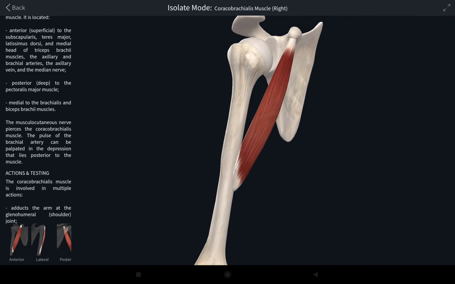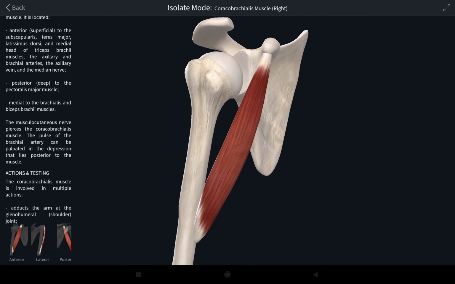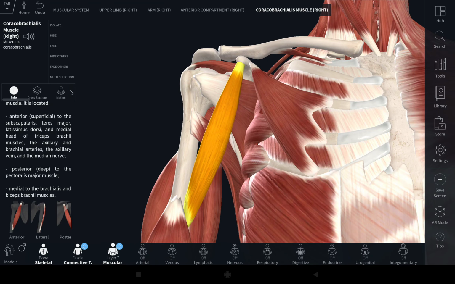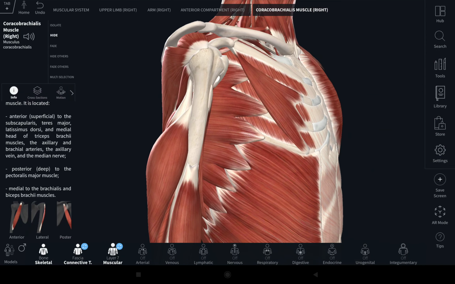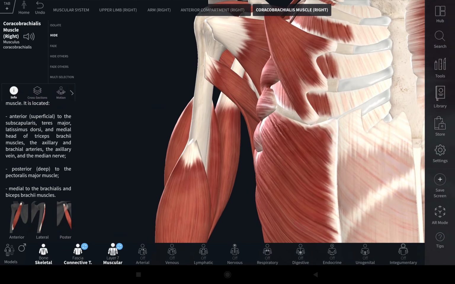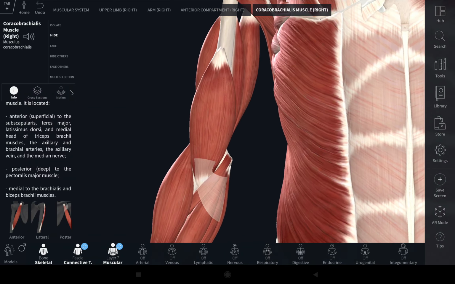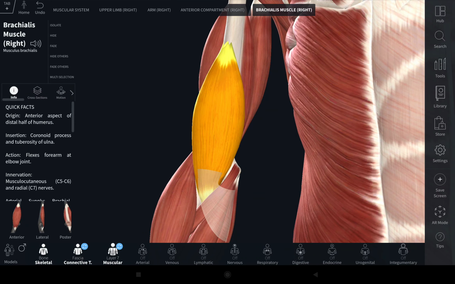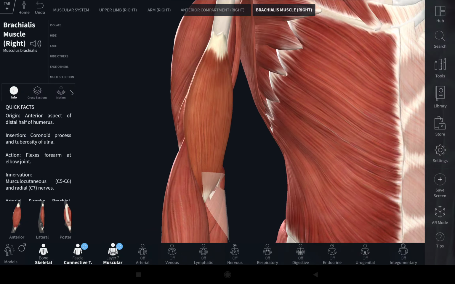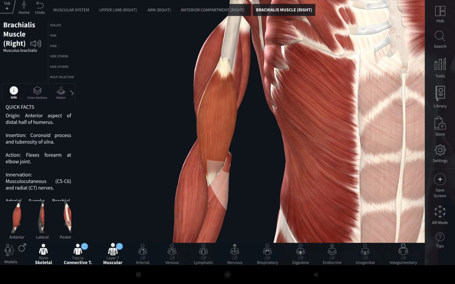So this is the coracobrachialis muscle. We remove the coracobrachialis muscle. Then there is a big muscle which arises from the humerus. It is the brachialis muscle. This is the brachialis muscle in front of your arm.